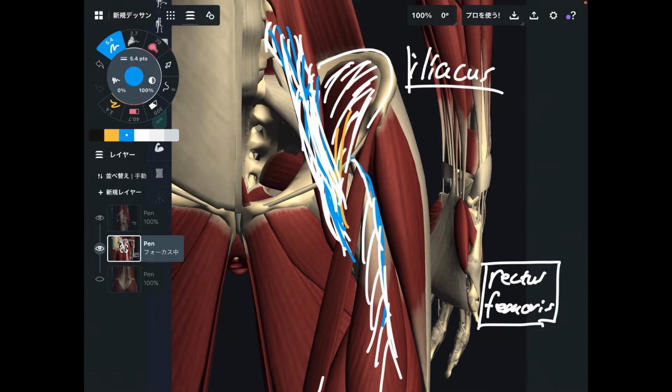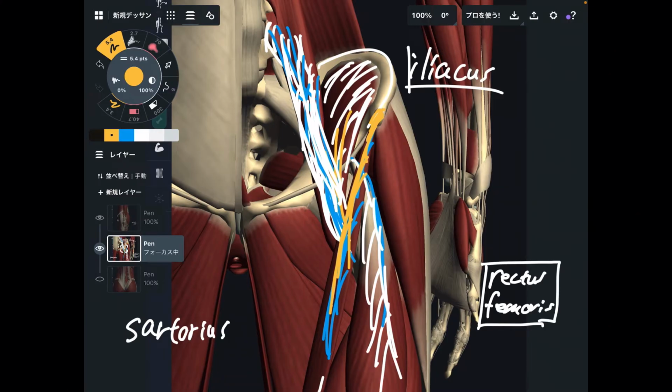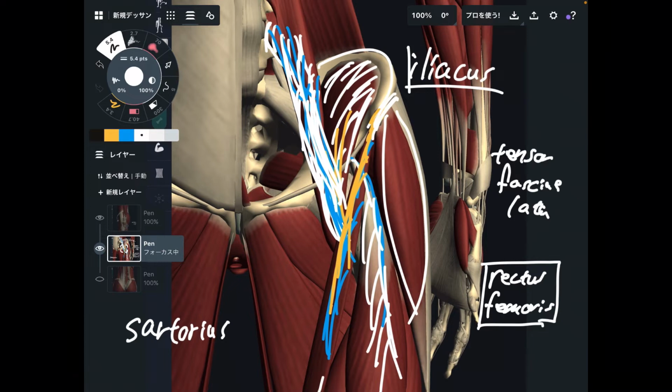Okay. Next one is this one. This is very thin, very long muscle. This is sartorius. Sartorius, that originates from ASIS, the most anterior part of pelvis. Of course, this muscle does anterior tilt. Let me explain one more muscle from this picture. That is this one. This is tensor fascia lata. Tensor fascia lata, that originates from anterior part and it goes to fascia of thigh. It's on anterior part. Of course, that does anterior tilt.